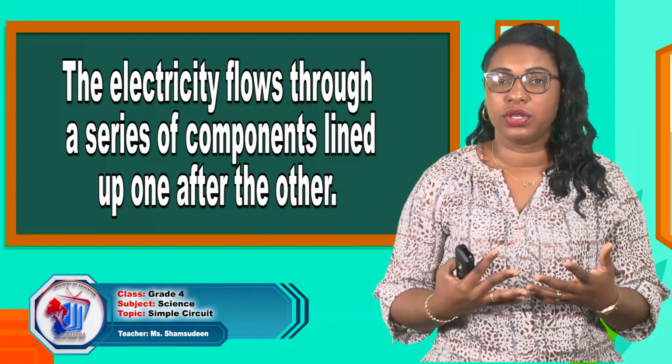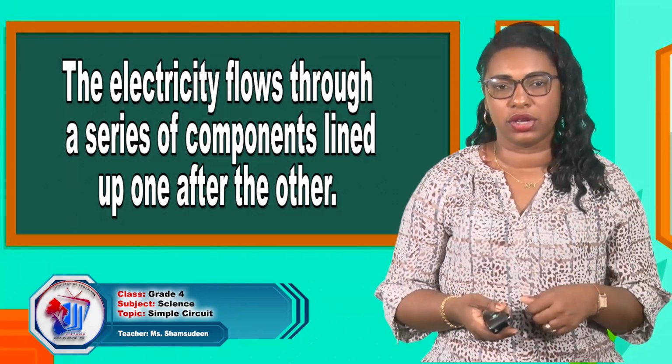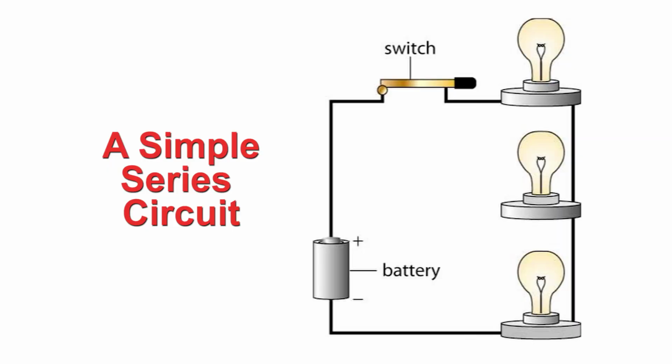The electricity flows through a series of components lined up one after the other. So if you notice, you would see that the bulbs were lined up one after the other in that circuit. This is the simplest kind of circuit to understand because you have given the electricity no choice in where it goes. It has to flow from one component to the other.